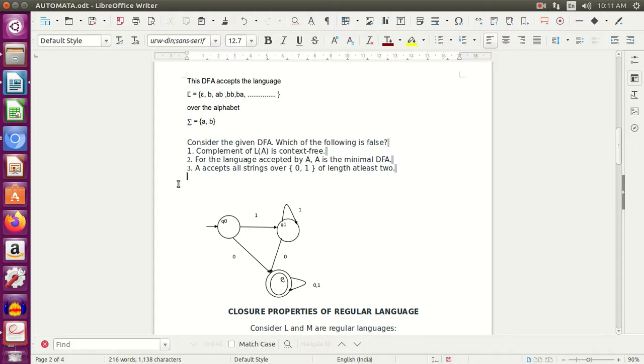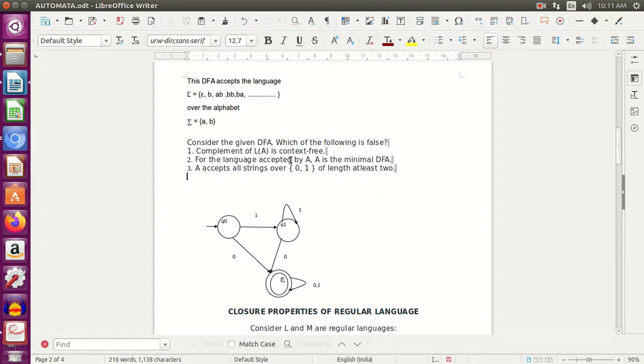So whichever method you try, you will see that this is not the minimal form, and you can minimize it to two states, right? So both option 2 and 3 are not correct.